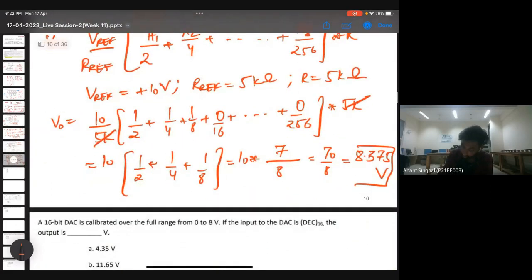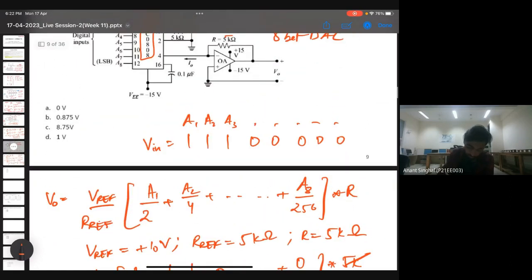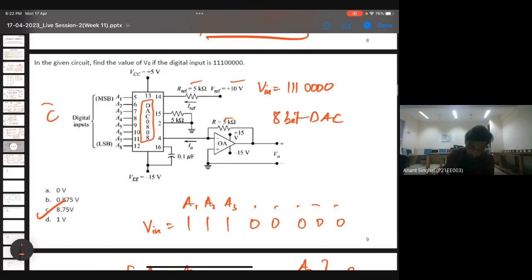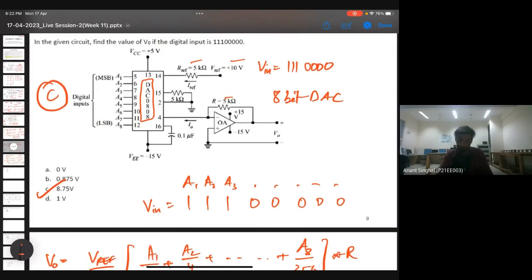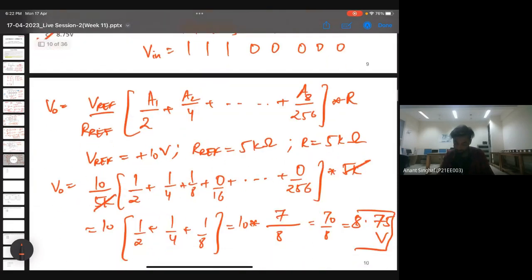Which is option number C. So this is a similar problem, so you can look through the problem again. We'll start the next question in 2 minutes.